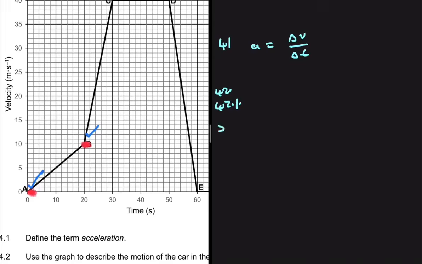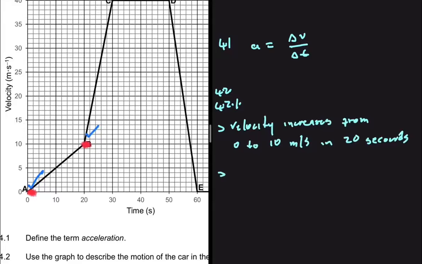We can say that with regards to the velocity, it increases from 0 to 10 meters per second in 20 seconds. And with regards to the acceleration, we have a positive and constant acceleration. As we can see in our graph, we have a straight line. If your velocity time graph is a straight line, then the acceleration is constant. In this instance, it is positive because our velocity is increasing. That's what we can say about the section AB.